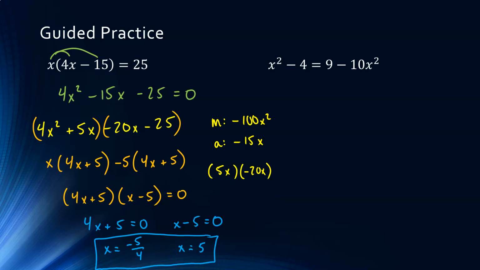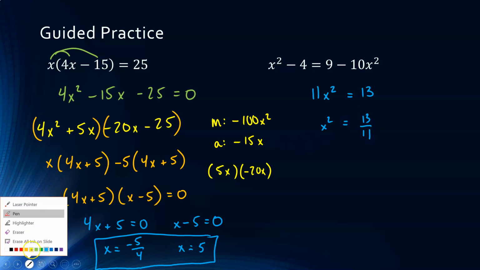Okay, let's look at the last one. The last one here, we're going to add 10x squared to both sides. When you do that, on the left side, we would end up with 11x squared. Then I'm going to add 4 to both sides, so I get 11x squared equals 13. This one's not as nice as our previous one that we did, because when I divide by 11, I get x squared equals 13 over 11. And then we're going to take the square root of both sides.